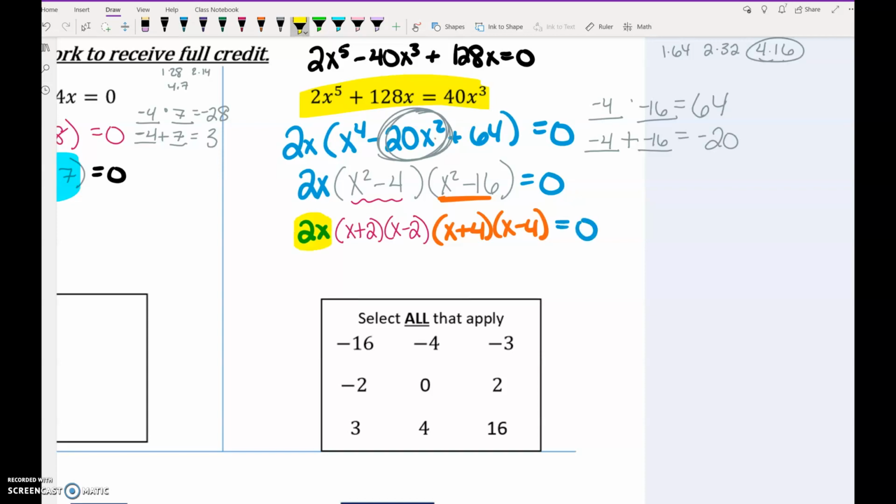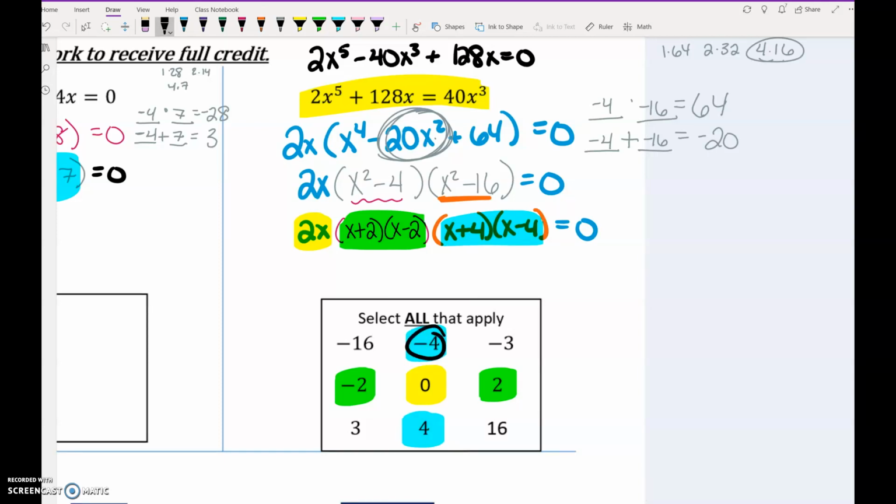The yellow part is going to give us a solution of 0. This green part is going to give us the solutions negative 2 and positive 2. And this blue part is going to give us the solutions negative 4 and positive 4. Make sure you circle all 5 of those solutions on your paper.